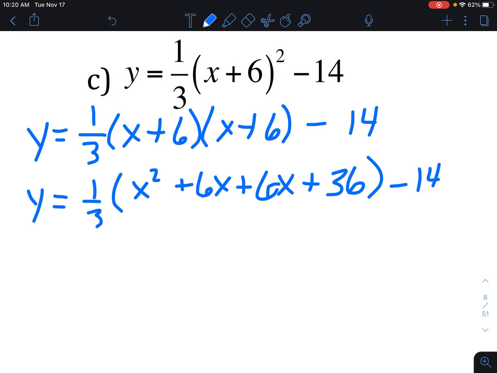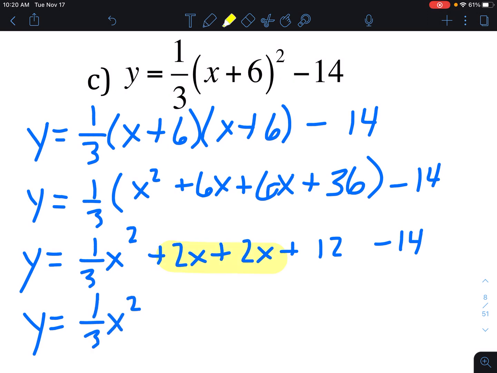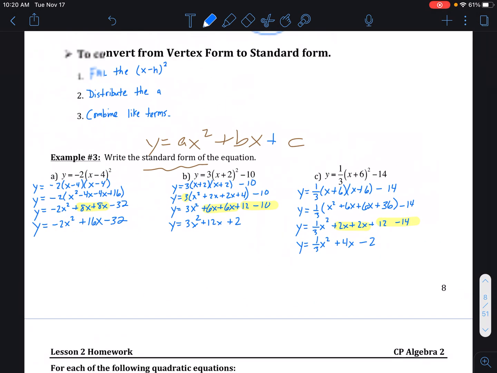And then I'm going to distribute the 1/3, multiply 4 times. Remember, multiplying by 1/3 is just saying divide by 3. And then combine like terms. These combine to get plus 4x. And then these combine to get minus 2. And that's it. My lesson is finished.